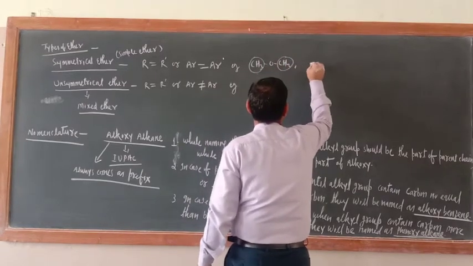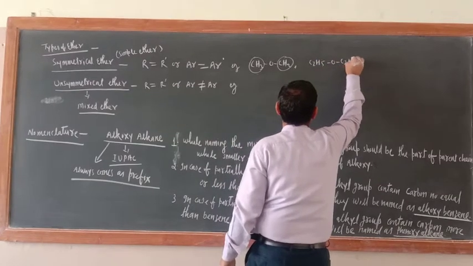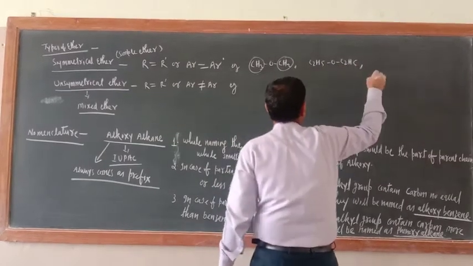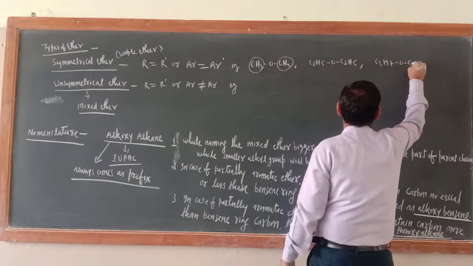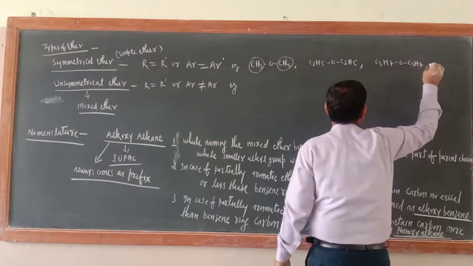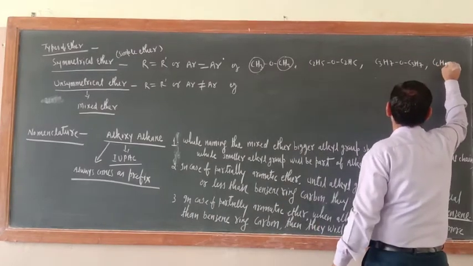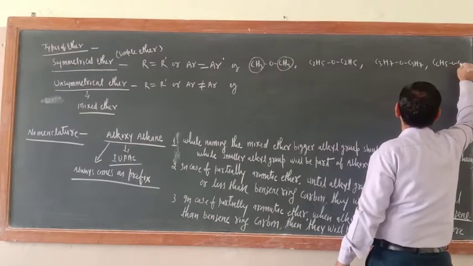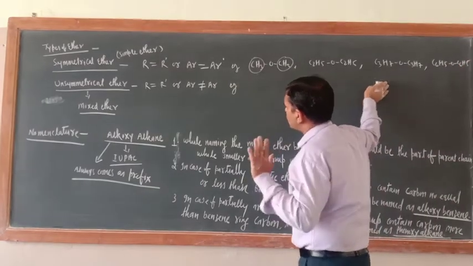Okay, another one is C2H5O C2H5. Okay, now C3H7O C3H7. Okay, all are the example of symmetrical ether. C6H5O C6H5. Okay, all are example of symmetrical ether.